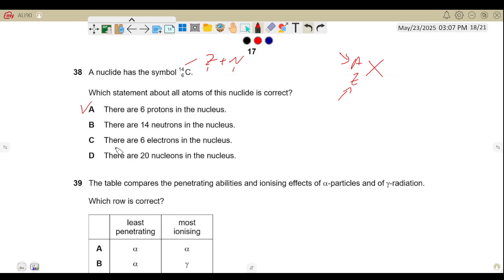For C here, there are 6 electrons in the nucleus. There are actually 6 electrons, but they are not in the nucleus. They are outside. They are forming what we call the electronic cloud. For D, there are 20 nucleons in the nucleus. No, we have just 14.